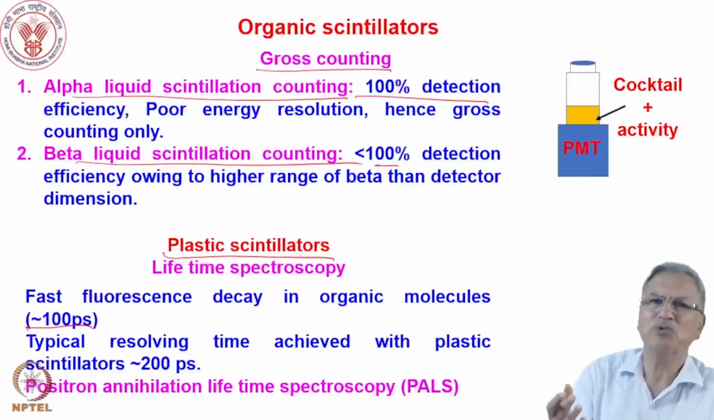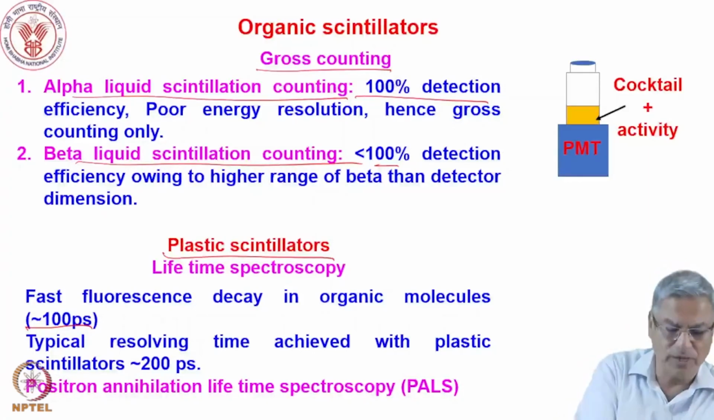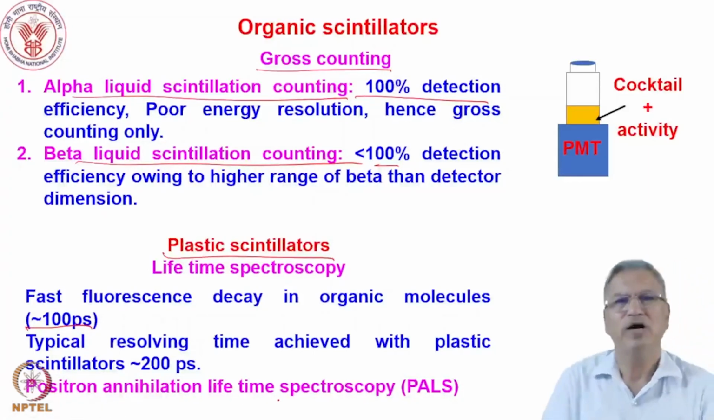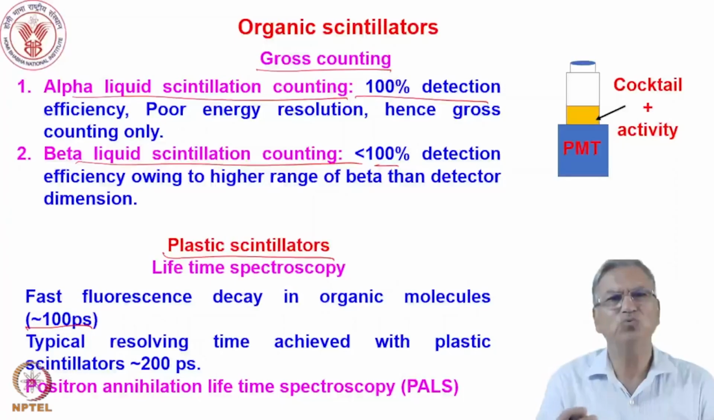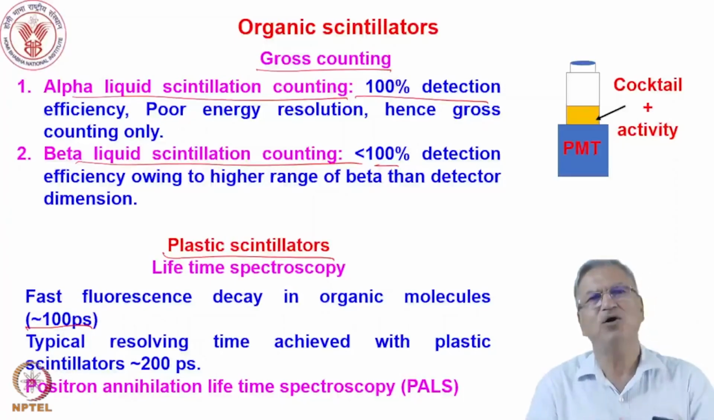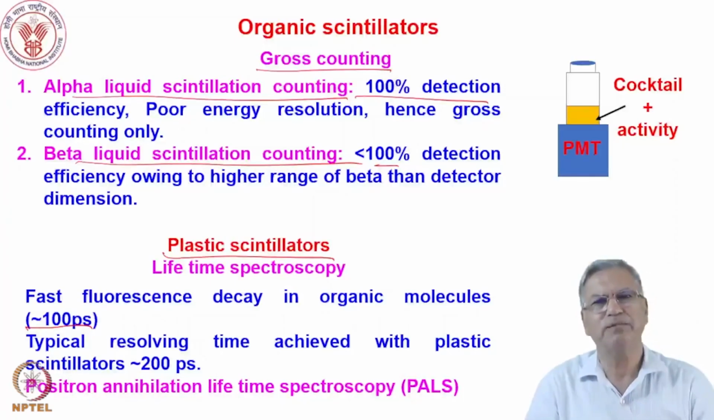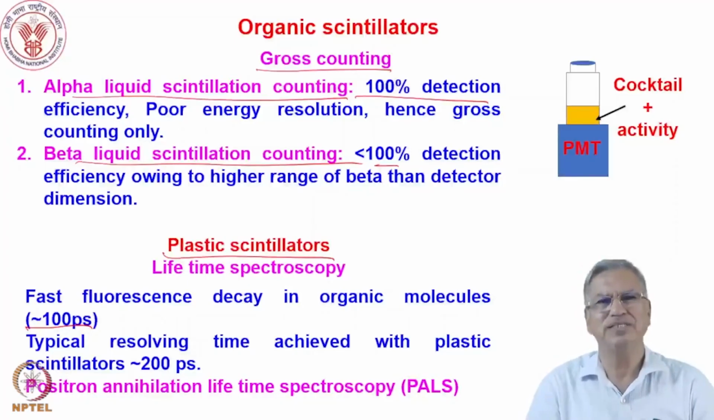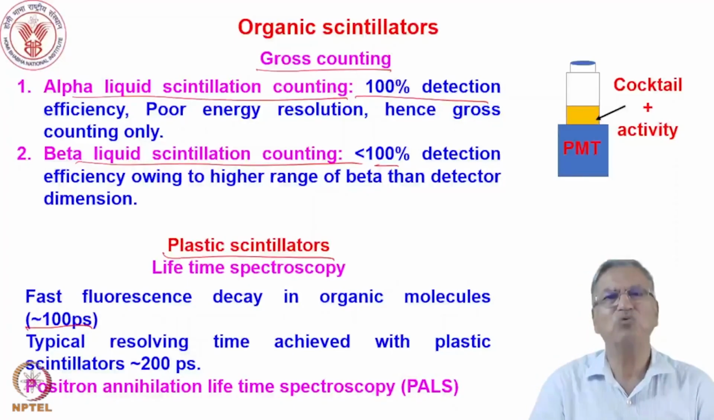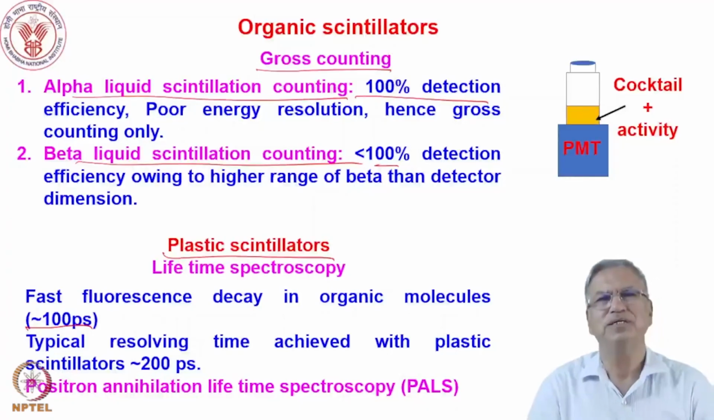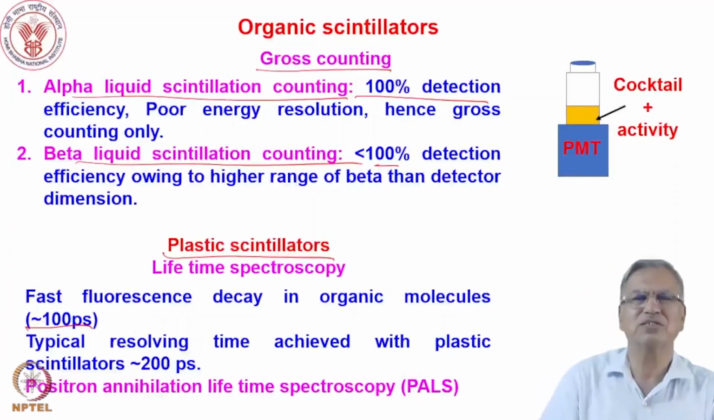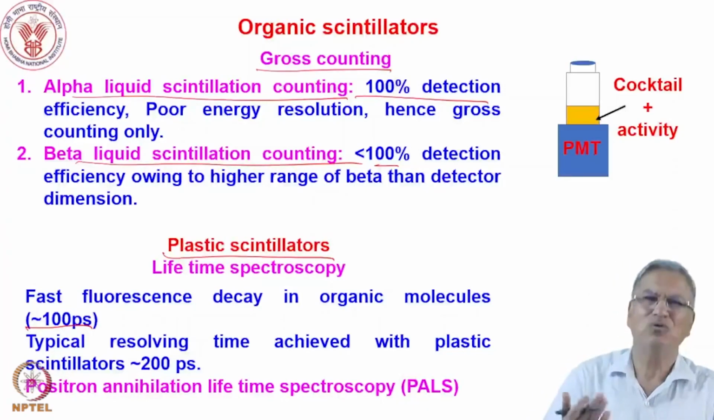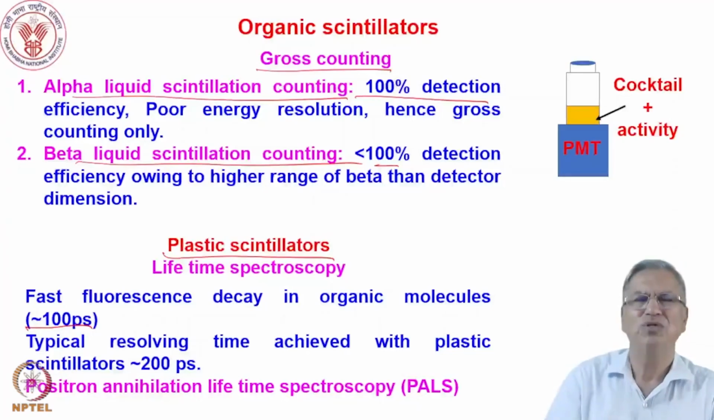So lifetime spectroscopy, like in positron annihilation spectroscopy, you are detecting the time between the birth and decay of a positron or a positronium atom. So there you require very fast detectors which will generate a signal within hundreds of picoseconds. And for those purposes, these organic scintillator based detectors are very useful, but they do not have higher atomic number. And so for gamma counting, they are not very useful. For timing purposes, yes, they can be utilized.